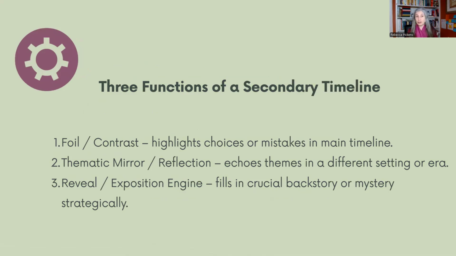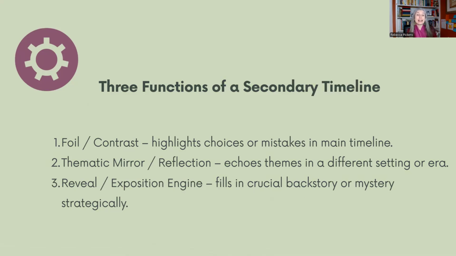The first I've mentioned already is the foil timeline. And what that does is it really highlights the choices or mistakes of certain characters in your main timeline. And I'm going to give examples of these three functions in just another minute. But right now, I want to just give you this overview.